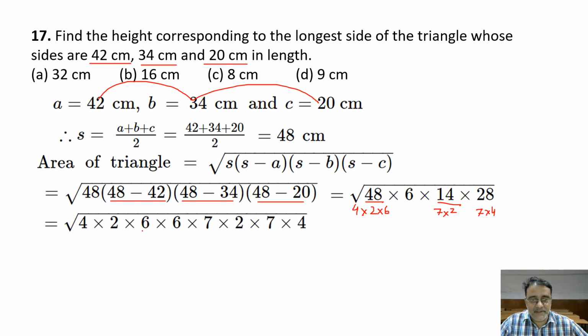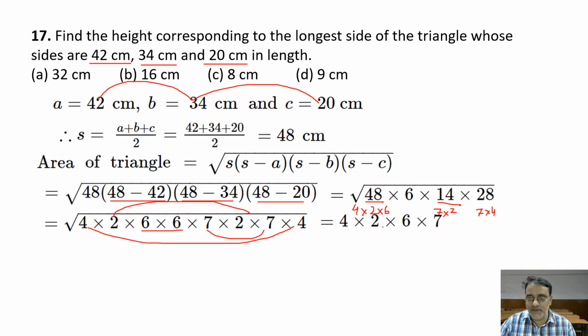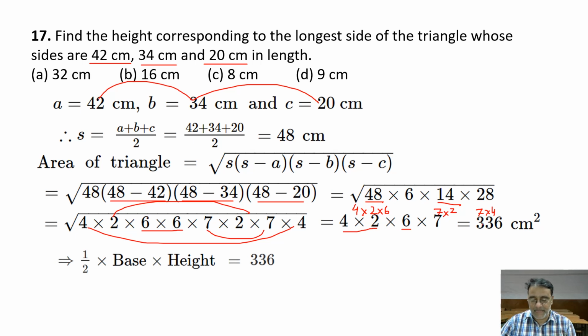So look, in pairs, 6 is in a pair, 7 is in a pair, 2 is also in a pair, and 4 is also in a pair. So when we apply the square root, only one number of each pair will be left, that is 4 into 2 into 6 into 7. 8 into 6 is 48. 48 into 7, 336 centimeters square. So we got the area of the triangle and this equals half into base into height, and for the base we are going to take the longest side, that is 42. Okay.